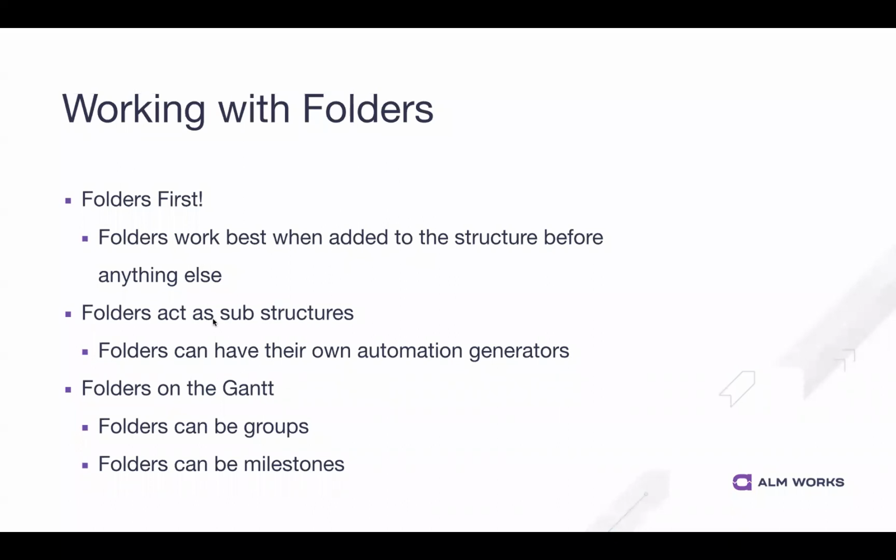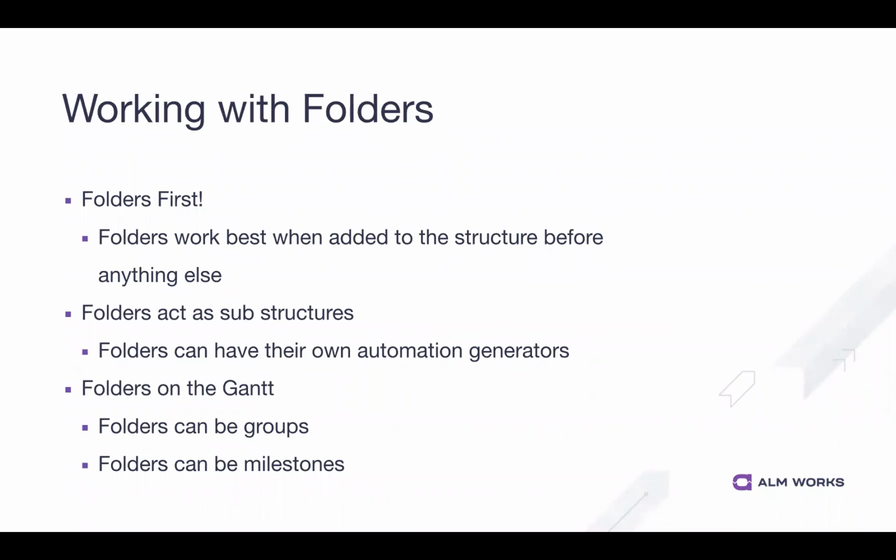We can think of folders as substructures. So, ultimately, when you open a blank structure, we can think of that as one kind of folder. And then if we add folders, they have their own collection of generators, their own collection of rules and relationships that they're representing. And those automation generators can even be inserting other structures. That's something that I really like.